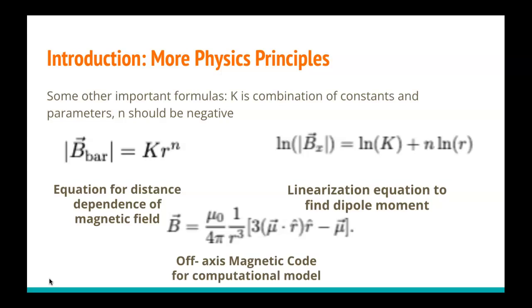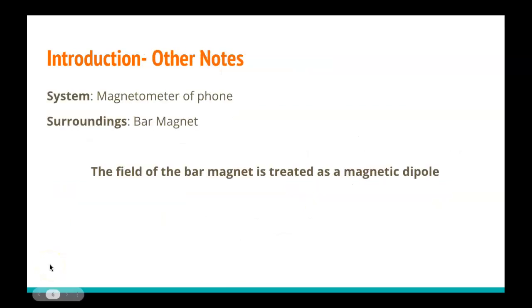In the equation here to the top left, the magnitude of B bar is equal to K times R to the N, where K is a combination of constants and parameters and N should be negative. This is the equation for the distance dependence of the magnetic field in this lab. The equation to the right is the linearization equation to find the dipole moment, which will be explained later. The last equation below is the off-axis magnetic equation that will be put into the code for the computational model.